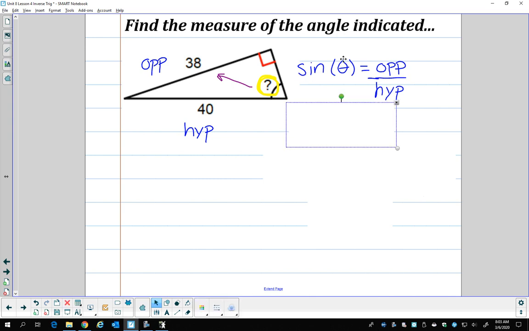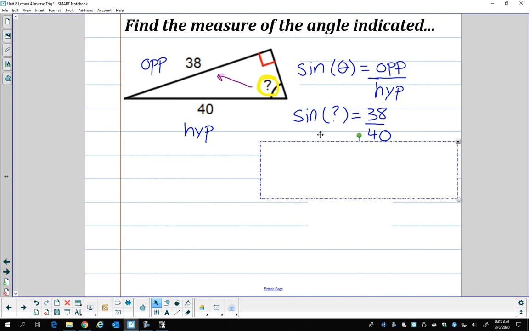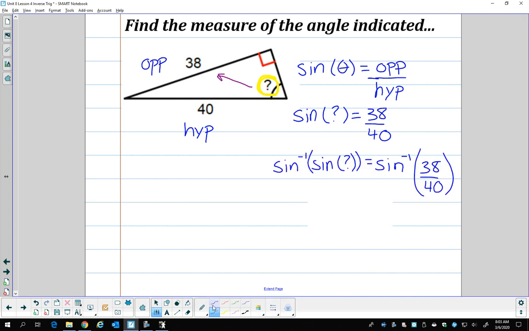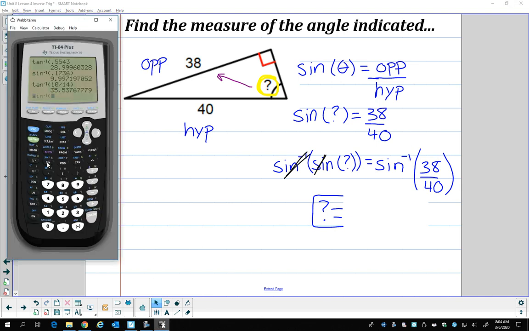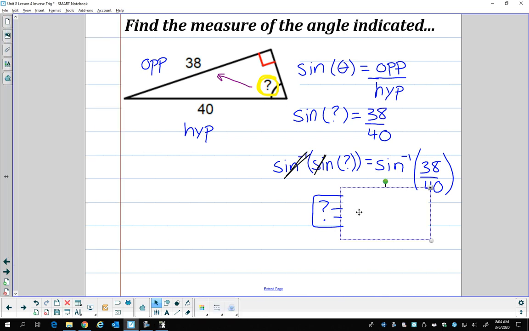And so I'm plugging question mark in for the angle, 38 for opposite, 40 for hypotenuse, and now I need to do the inverse of both sides. Again, when I do the inverse sine of sine, those things cancel. And I'm going to be left with question mark on the left. That's the thing I'm trying to figure out. And then I just go to my calculator. Second sine, 38 over 40. So this angle is about 72 degrees.